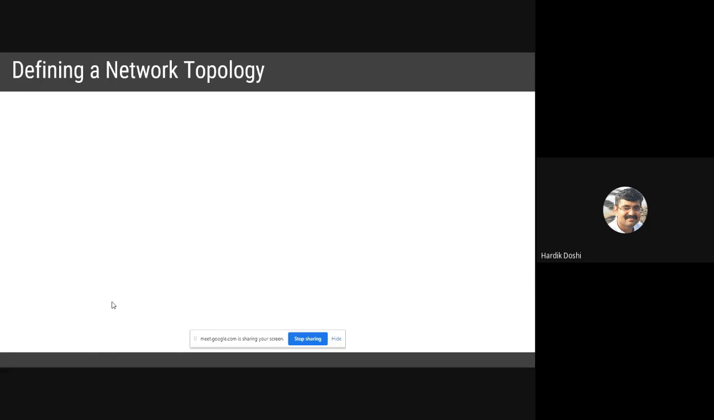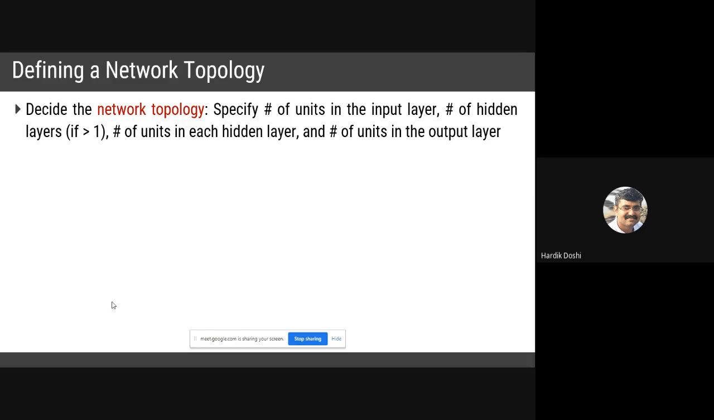So how to define a network topology? I told you that we'll be discussing it later. So now we are discussing what actually network topology is. If you decide the network topology, then we need to specify the number of units. Hash means number. We need to specify the number of units in the input layer, the number of hidden layers if greater than 1, the number of units in each hidden layer, and the number of units in the output layer. Sir, you are speaking this, but we are not getting anything. Don't worry, I'll show you the diagram after this, so it will be more clear.